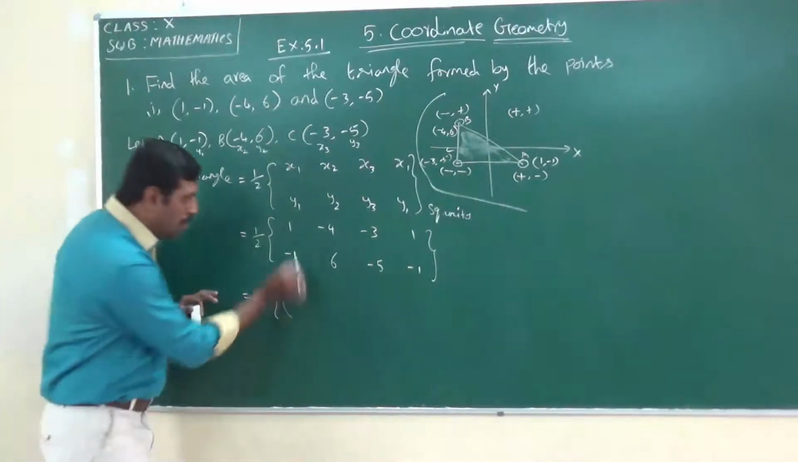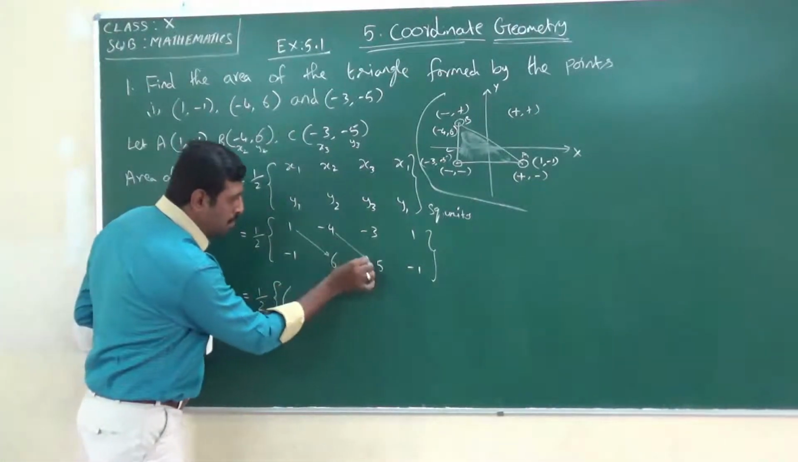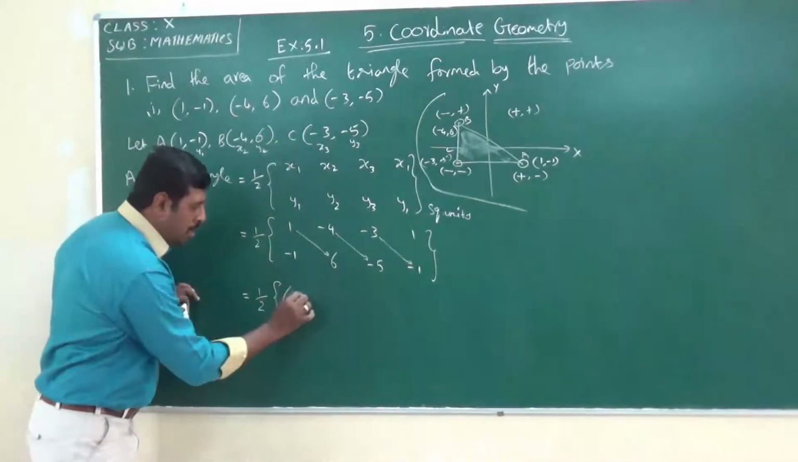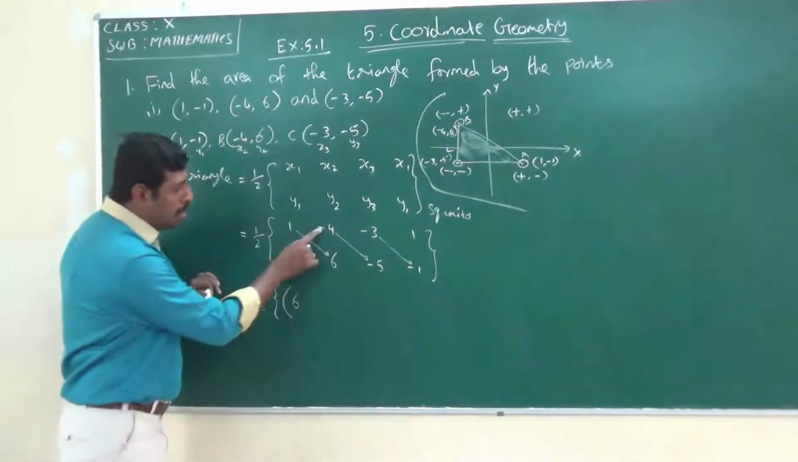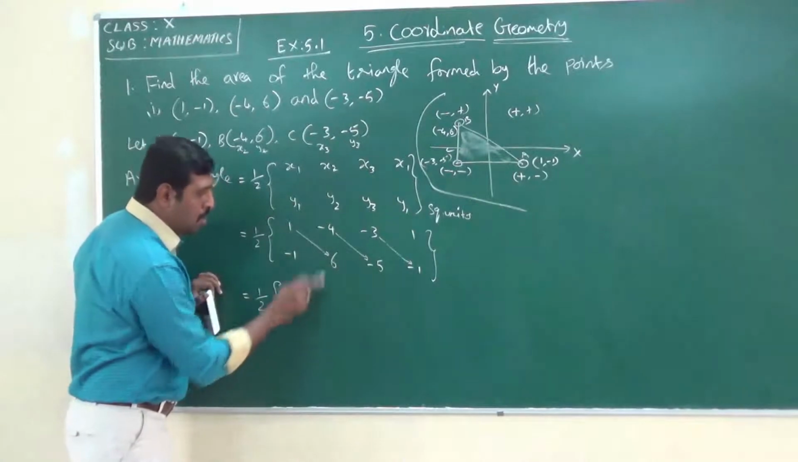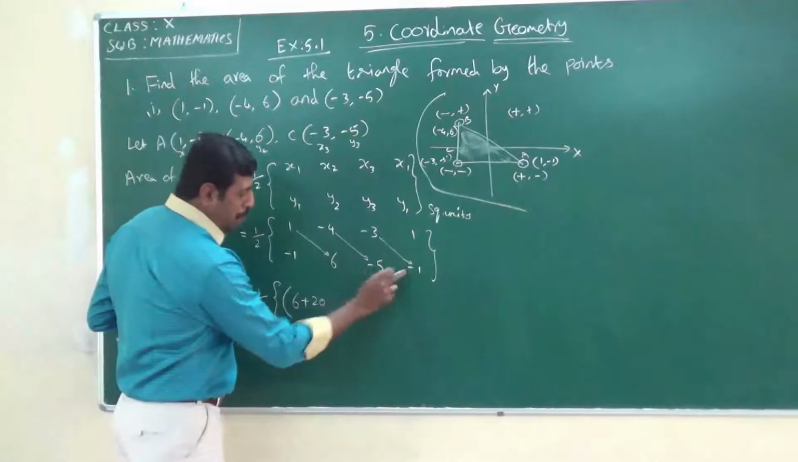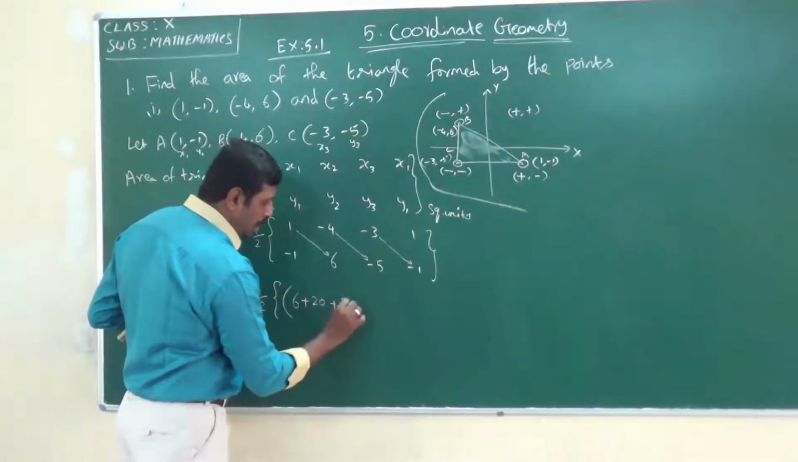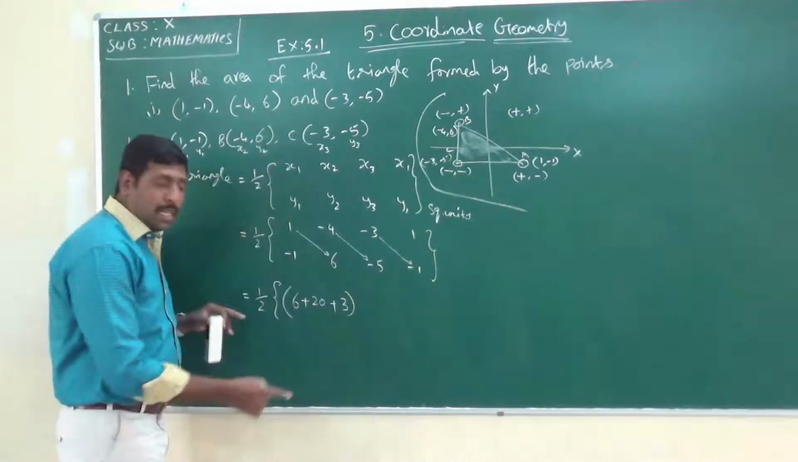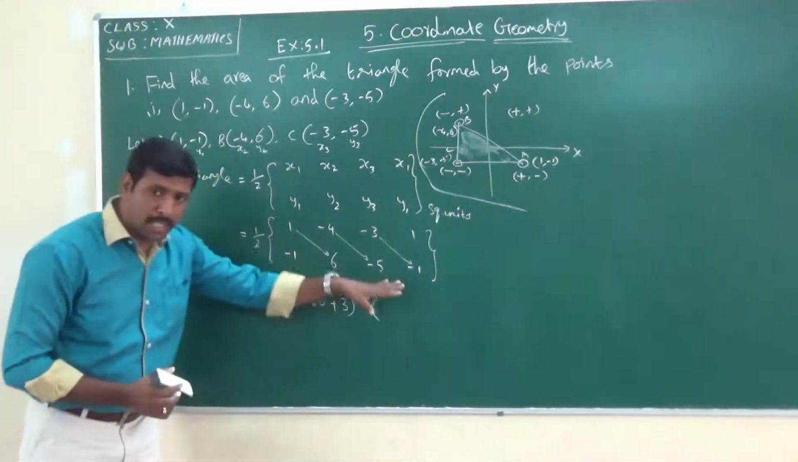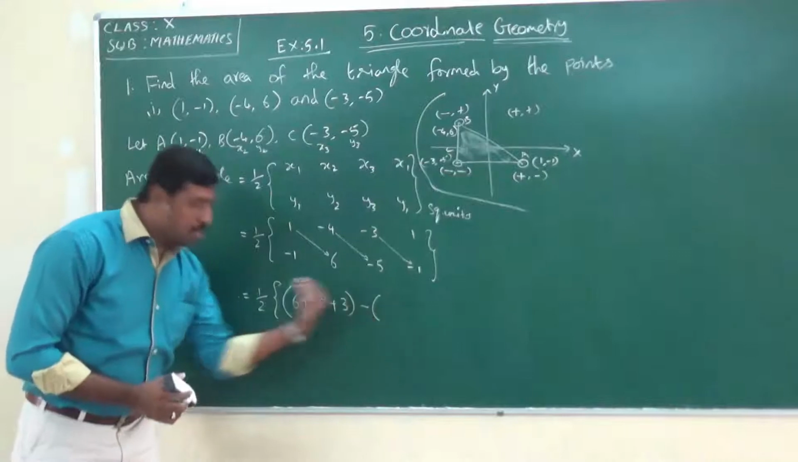See how to multiply. First you multiply these two terms like this. 1 into 6 is 6. Here minus into minus plus, 4 5s are 20. Minus into minus plus, 1 3s are 3. The first term is completed, and then minus of the second term.